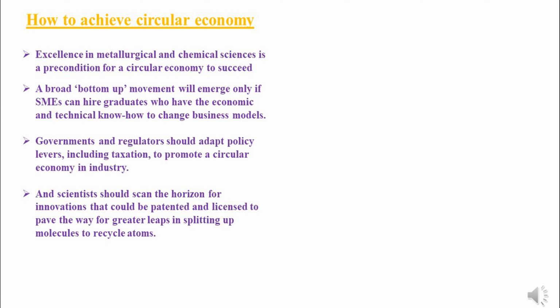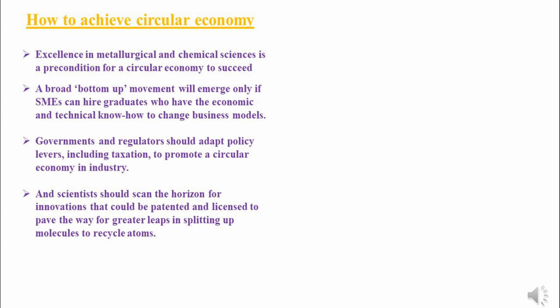And finally, this thing to be taken up by small and medium enterprises is another challenge, because big enterprises can do it, they can afford the expensive things, but for the small and medium enterprises it will be a tough challenge. Government and regulators should adapt policy levers, including taxation, to promote a circular economy in industry. It is very much dependent on the government, on the policymakers, regulators, that they should adopt such policy. They should start providing taxations to promote circular economy, and then only in a way it can start to be applied in today's world.